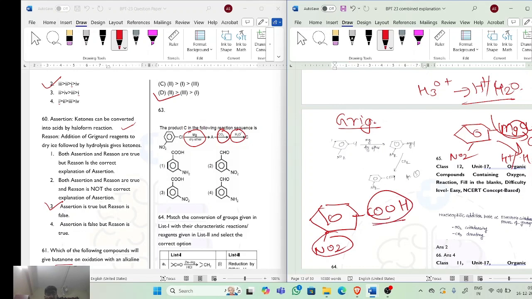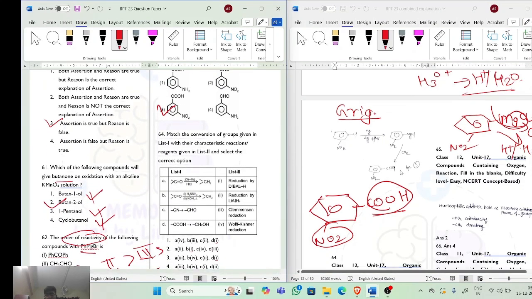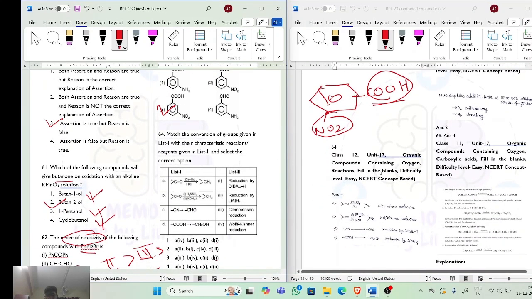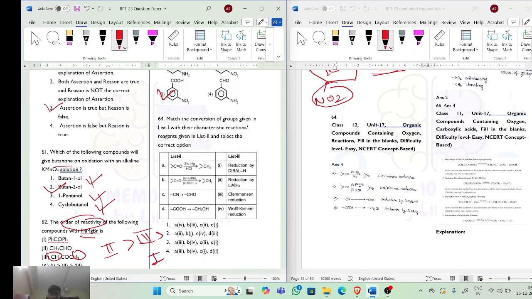Okay, so option number 3 will be our correct answer. Now question number 64. Here we have the match the following question. First of all, we are given the ketone group, then we are given Zn-Hg in presence of HCl. So it is reducing the carbonyl group.